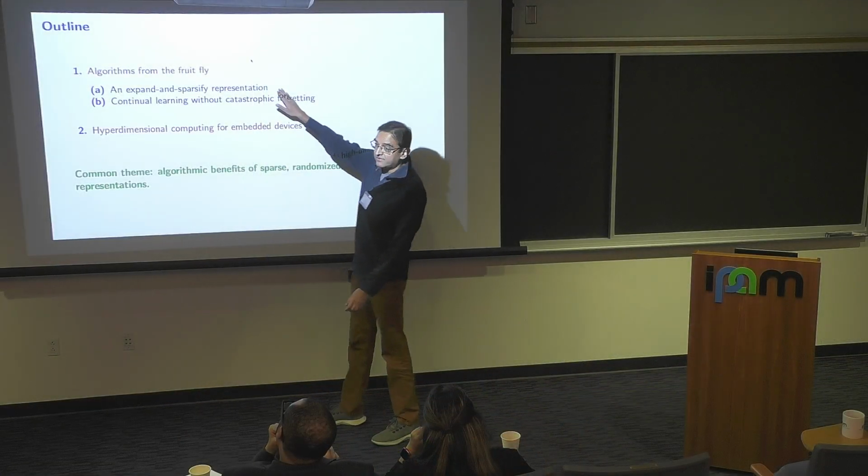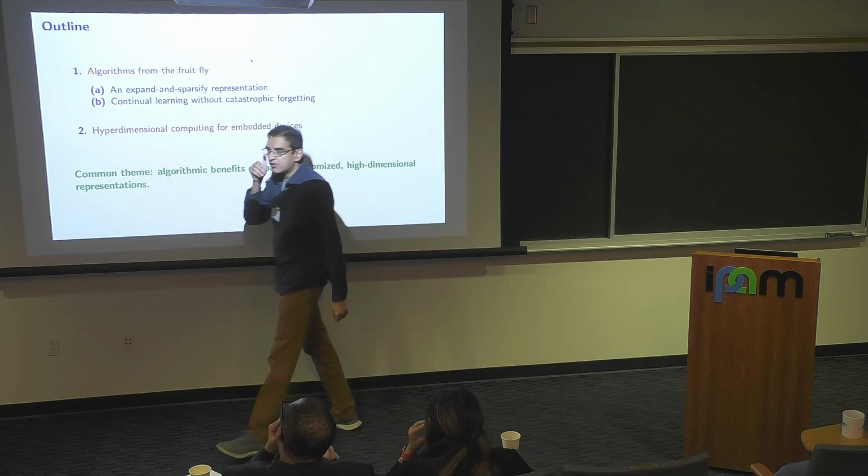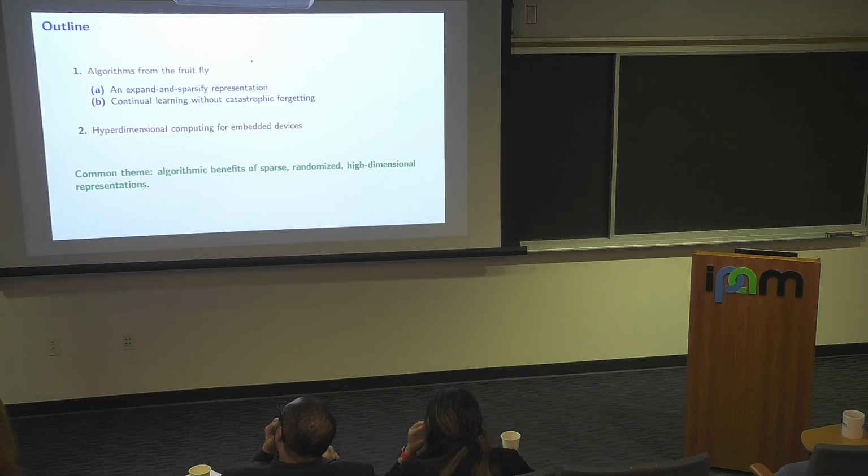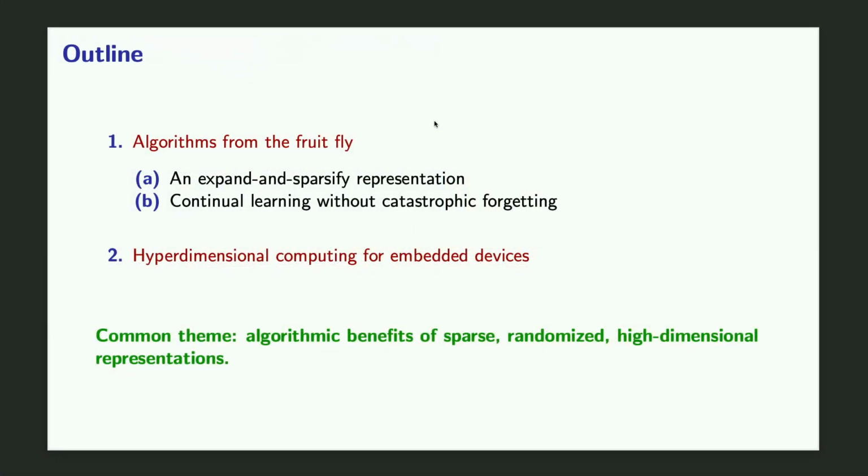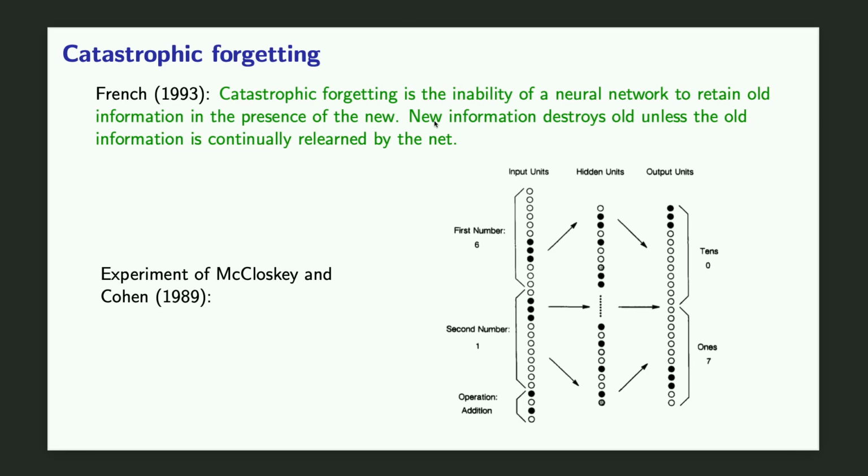Now I'll talk a little bit about one of the benefits of this representation, in terms of some work that we did about classifier learning without catastrophic forgetting. A sort of fly-inspired classification problem. Catastrophic forgetting is something that is commonly described as a problem with neural nets, where if you train them on several tasks, when you get to the latest task, it forgets some of the earlier ones.